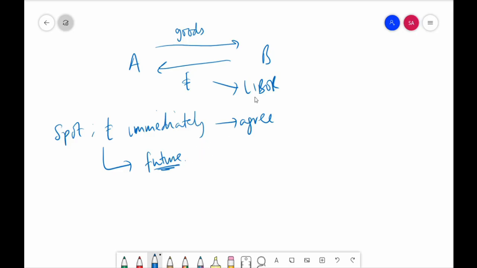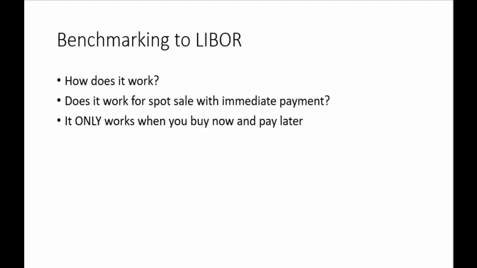Okay, so this is an important point to understand. If the sale price is paid now, then LIBOR does not come into it. I'll explain why shortly, but it only comes into it when the price is paid in the future. So the bank will sell you goods now and ask for money to be repaid in the future. It only works when you buy now and pay later.